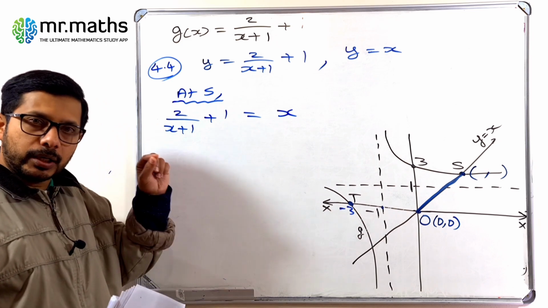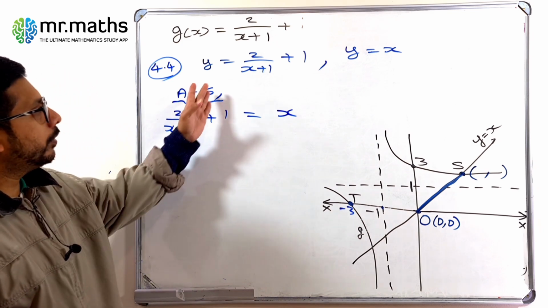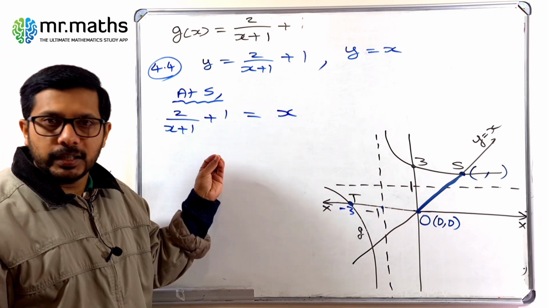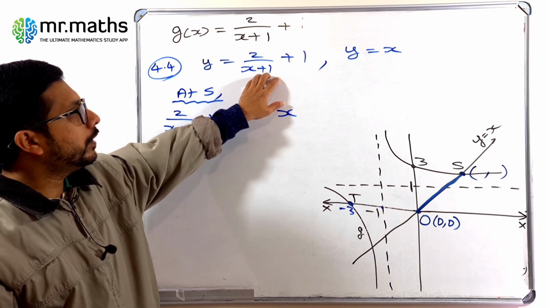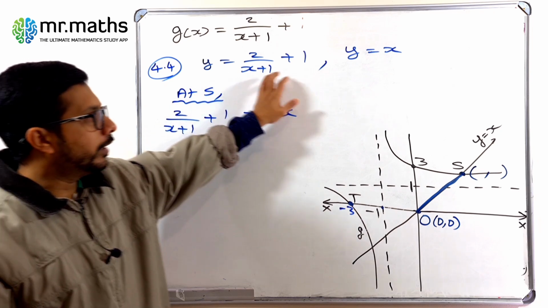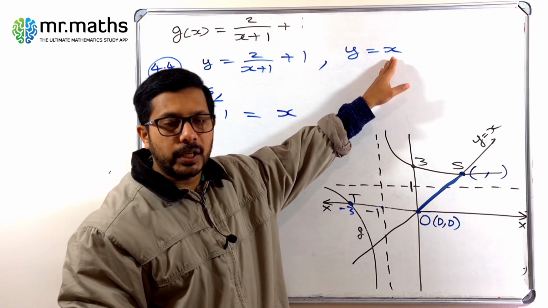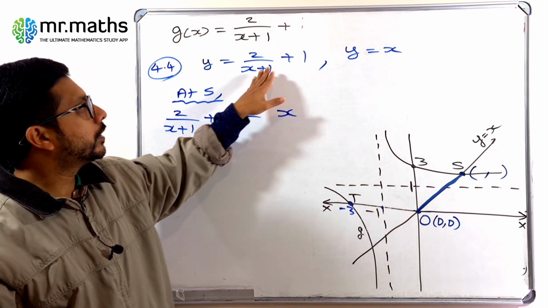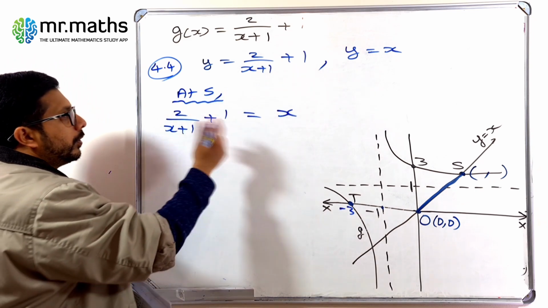So at that particular point both the points are equal. Sorry, both the graphs are equal. Am I right? Both the graphs are equal means what? This is the equation of the hyperbola, and this is the equation of that straight line, y is equal to x. Okay, so we can take the equation as x, and here the equation is 2 divided by x plus 1, plus 1. Okay, so now we have to simplify this one.